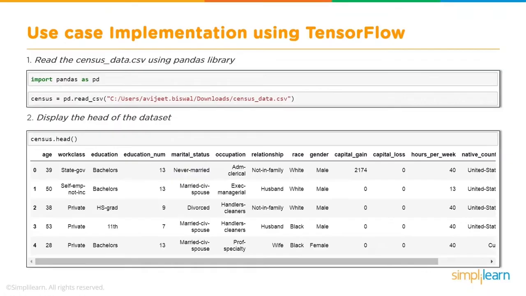Okay, so these slides will quickly show you what exactly is happening, but I will take you into Jupyter Notebook and run that code and show you. So here we are importing the data. The name of the file is census_data.csv.